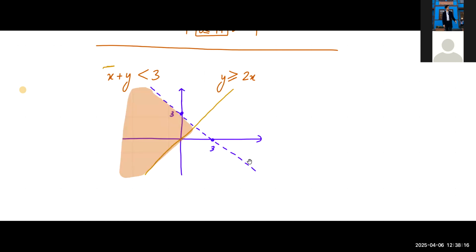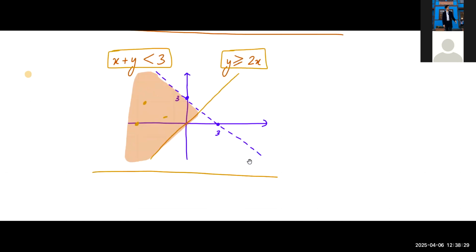That's the answer. Okay. So if I pick any point over here in this region, like this point, or this point, or this point, it will satisfy both of my inequalities at the same time. That's the idea. Is this clear? Are you having any trouble understanding anything so far? Everything makes sense completely? Yeah, makes sense.